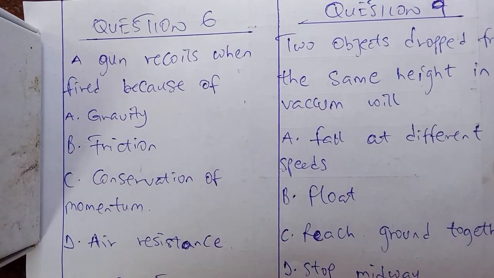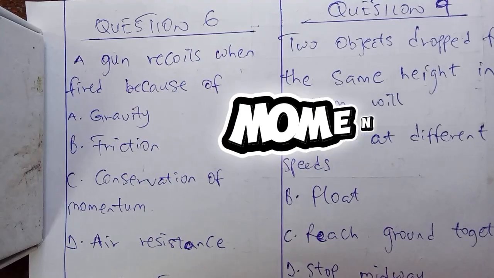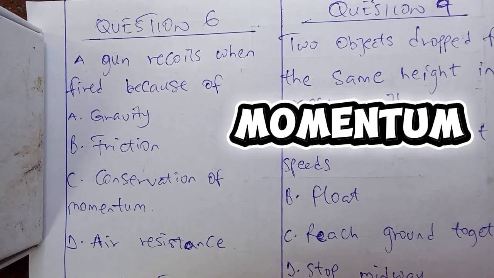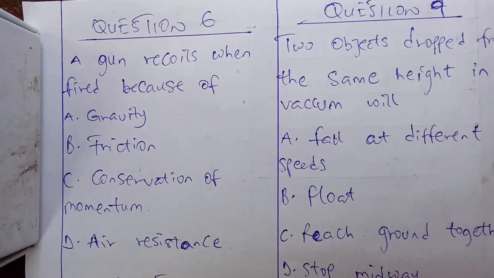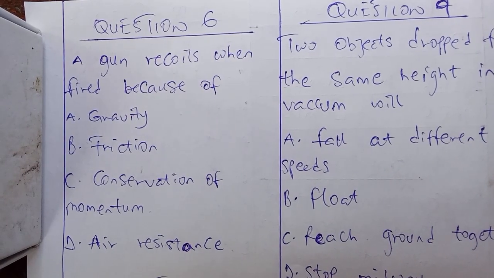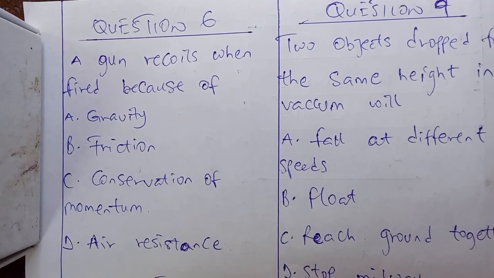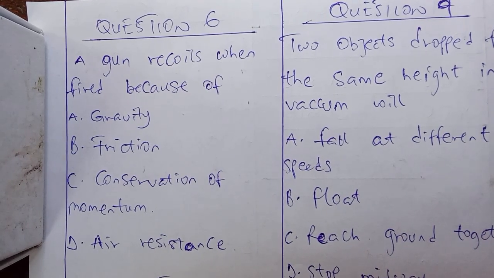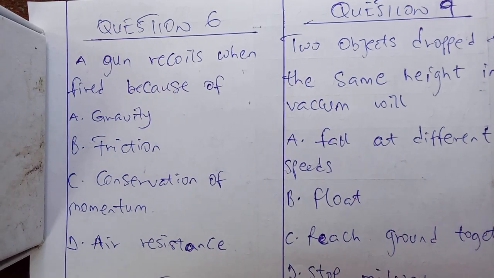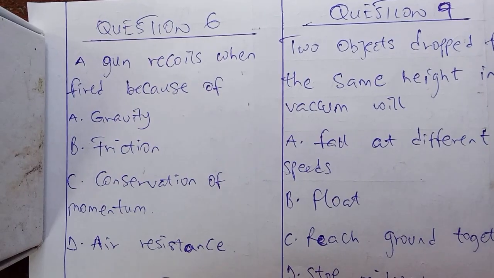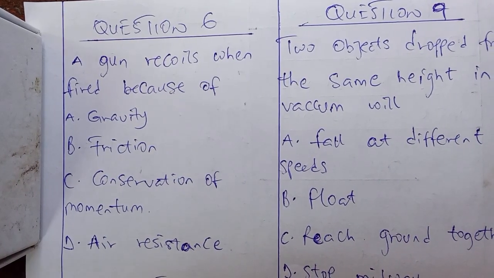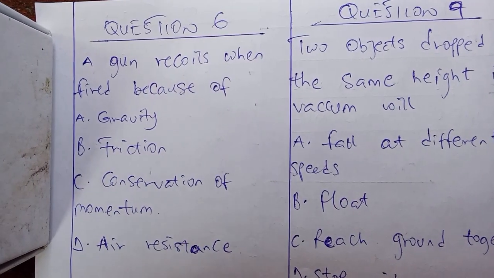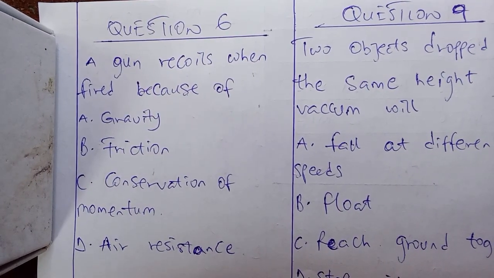Sorry. So, question 6. A gun recoils when fired because: option A, gravity; B, friction; C, conservation of momentum; D, air resistance. According to conservation of momentum, the formula for momentum is what? Mass times velocity, right? So obviously the answer is option C, because when a gun recoils, it recoils back with velocity. So if the momentum is conserved, that will be the correct answer. That is the reason why a gun recoils.